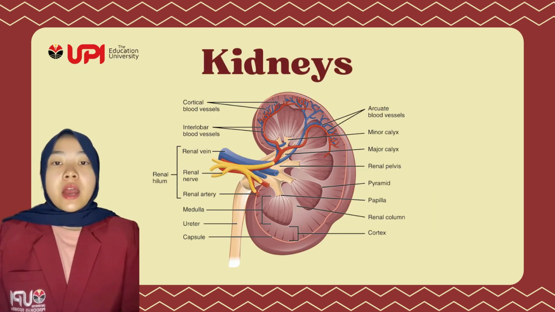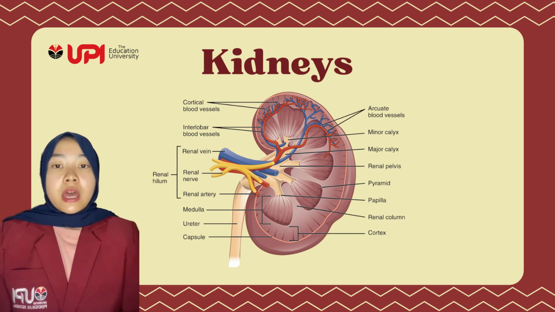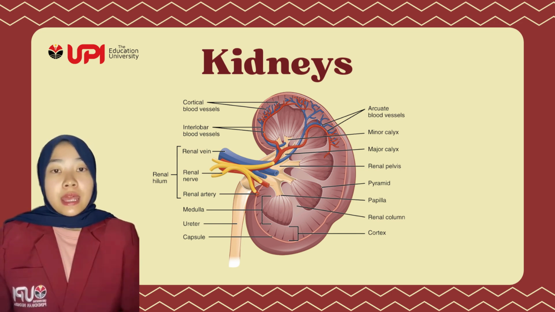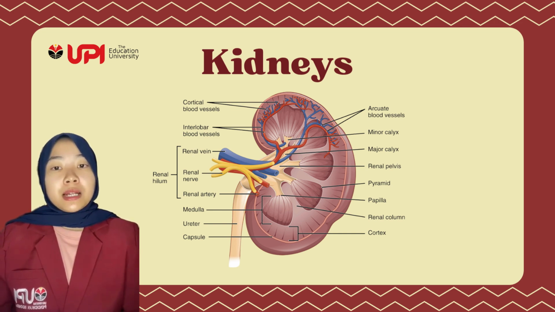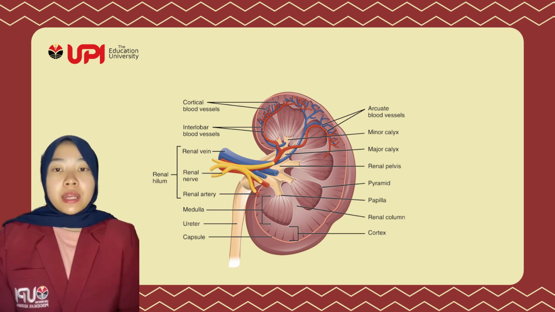The kidneys are the main components of the human excretory system, responsible for urine production. Humans have a pair of kidneys, each about 10 cm in size. They are located in the abdominal cavity on the left and right sides of the lower spine.